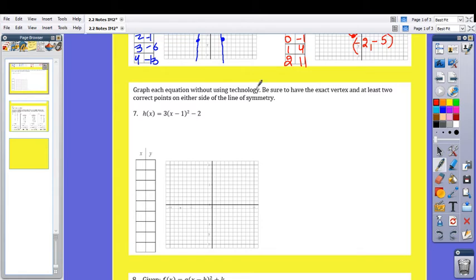Okay, and then again it is saying without using technology. So I can tell that this takeaway 2, moving it down, our vertex is going down, and this takeaway 1 is the vertex moving 1 to the right, and then this 3 is shrinking my graph. Okay, so I will show you how we will draw it.